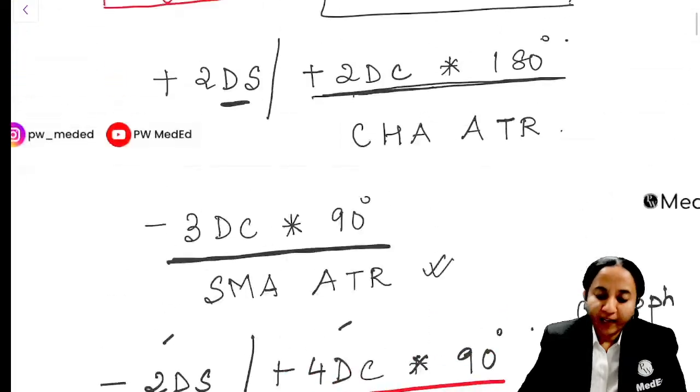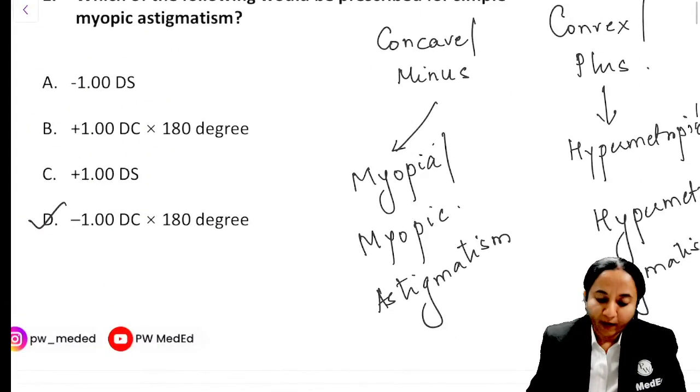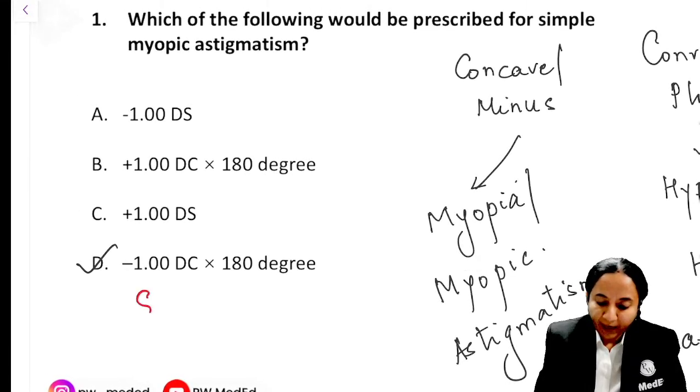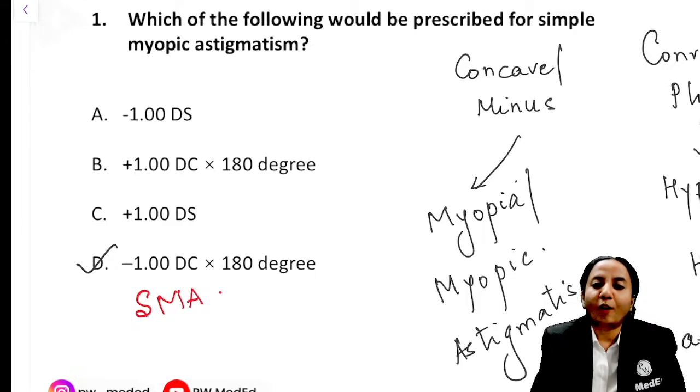Right? So now let's go back to this question. Now it's going to appear very easy to you. So this is obviously SMA now, simple myopic astigmatism. Now tell me here, should we call this WTR or ATR? If we had been asked whether it is WTR or ATR, what would we have said? WTR or ATR?